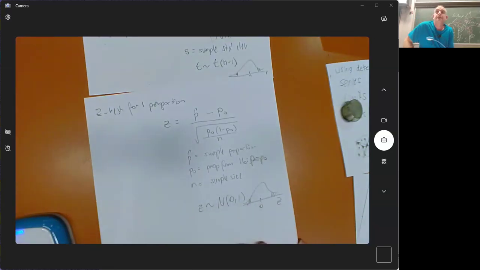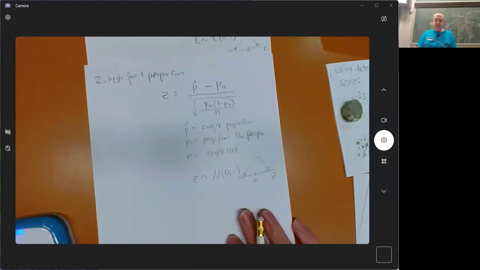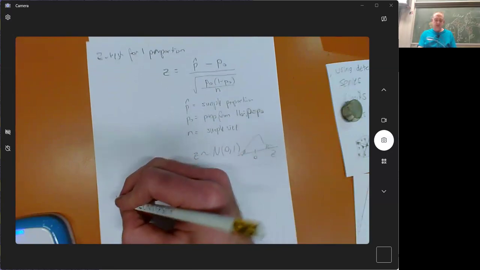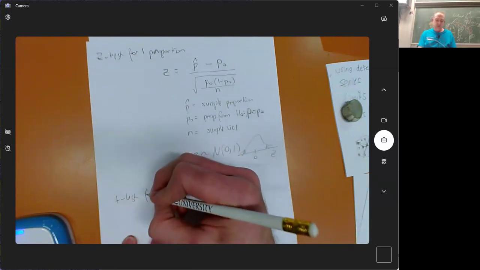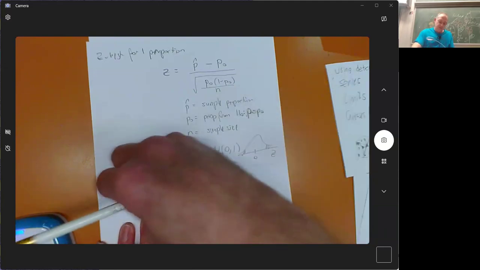How are we feeling? Okay. I might as well write all the other ones down now that we're at it. So our t-test, the two-sample t-test.